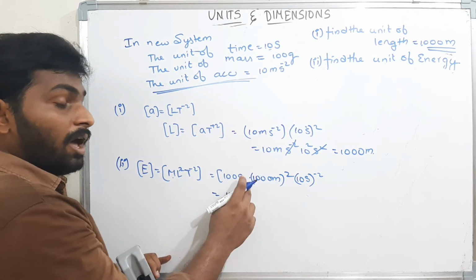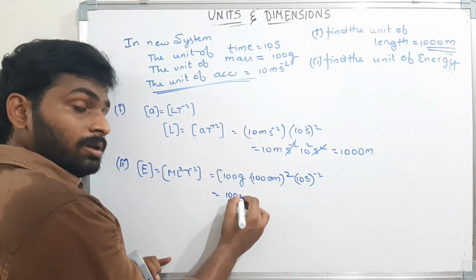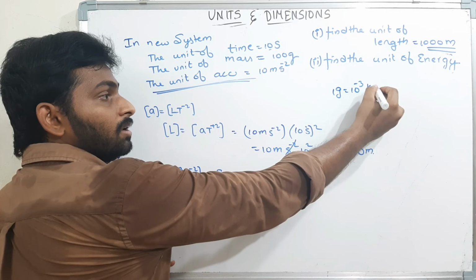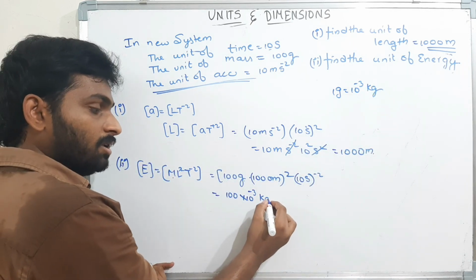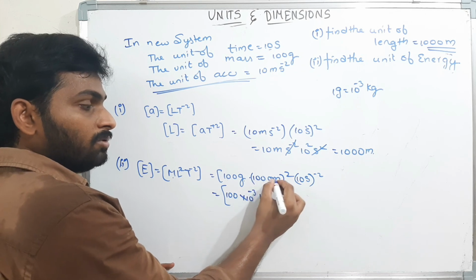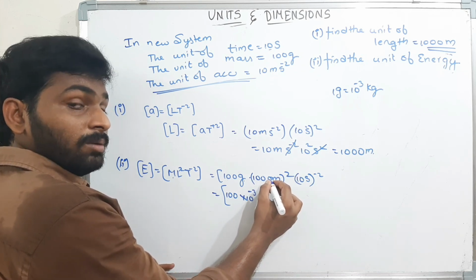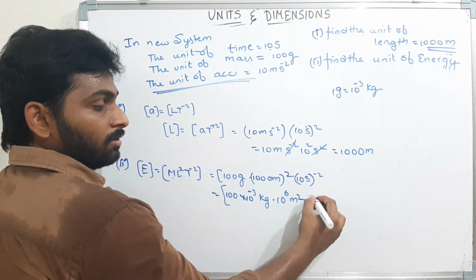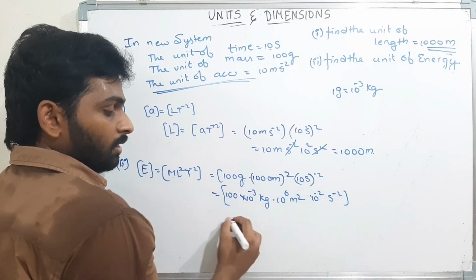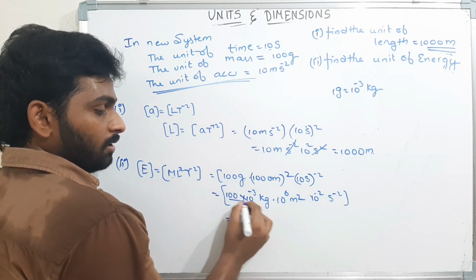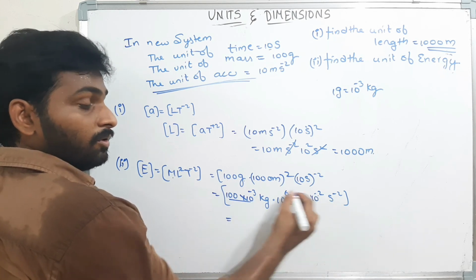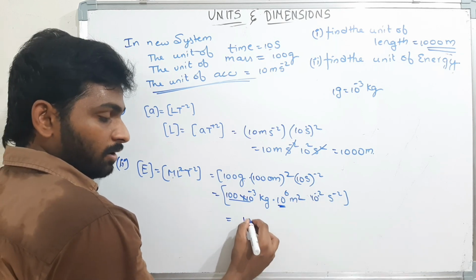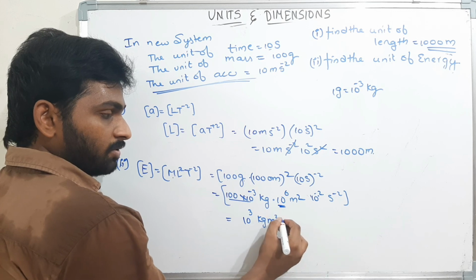Now if I want to convert the grams into kilograms, what I have to do? 1 gram is equal to 10 power minus 3 kilogram. Therefore 10 power minus 3 kilogram into 1000 square. 1000 is 10 power 3, 10 power 3 whole square is 10 power 6 meter square. 10 power minus 2 s minus 2. Therefore what is the value? Here we will get 10 power minus 1, here we will get 10 power minus 2. Therefore 10 power minus 1, 10 power minus 2 is 10 power minus 3. 10 power minus 3 into 10 power 6 is 10 power 3 kg meter square s minus 2.